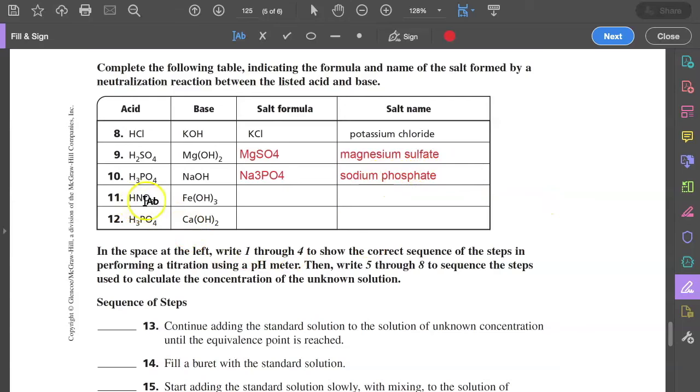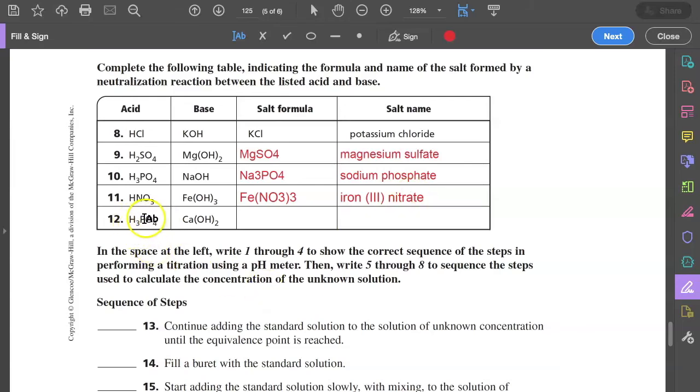What about nitric acid, HNO3, and iron 3 hydroxide, Fe(OH)3? Well, that would give us iron with a +3 charge because each hydroxide is -1. That means the iron is +3. And the nitrate group is -1. So therefore if we swap and drop, we'd have +3 for the iron, -1 for the nitrate. That means we have 1 iron and 3 nitrates. That's iron 3 nitrate.